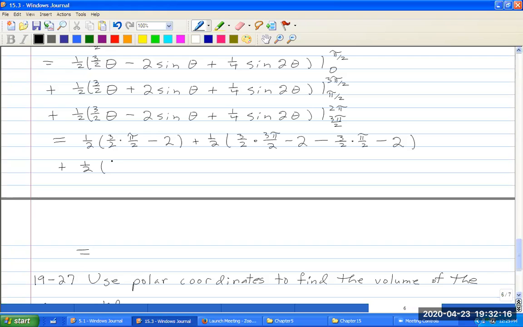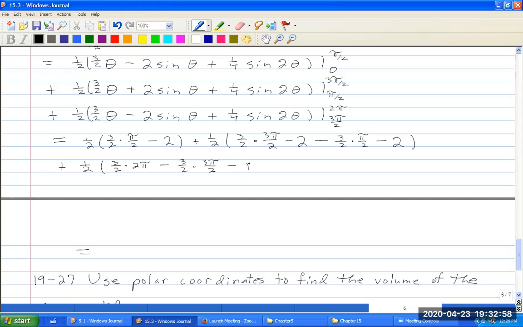That is 3 halves times 2 pi. Sine of 2 pi is 0. Sine of 4 pi is 0. Minus 3 halves times 3 pi over 2. Sine is minus, plus, but I'm subtracting, it's a lower limit. It's a minus 1. Sine of 3 pi is 0.